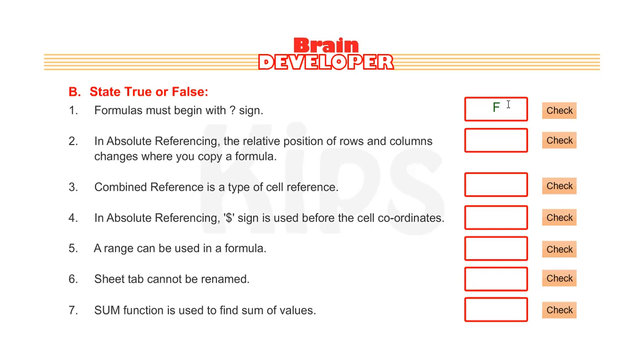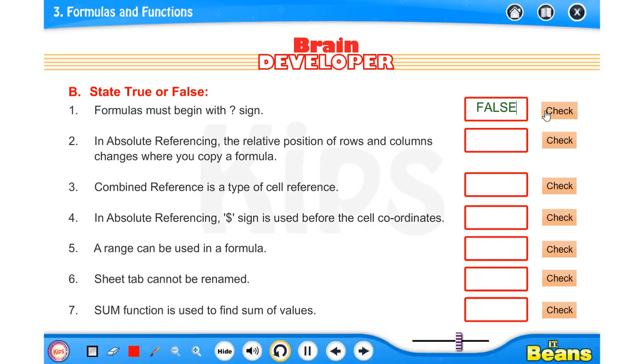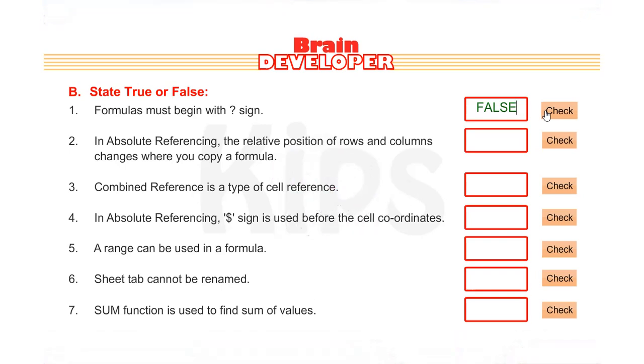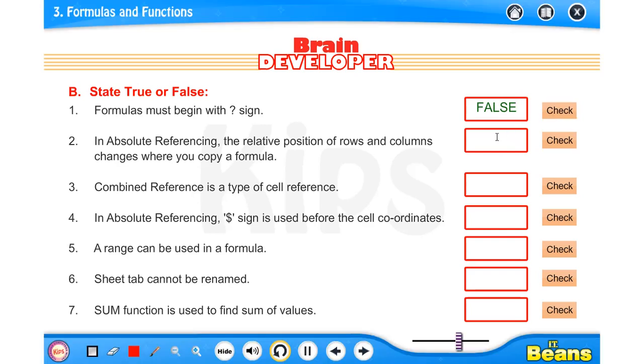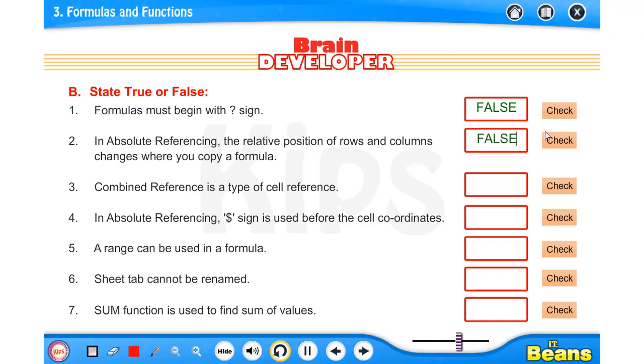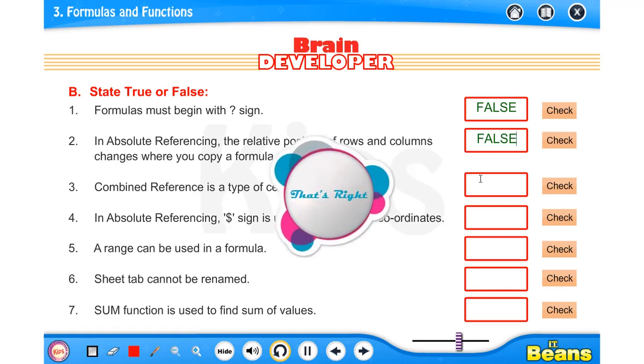Now the second one. Okay, we have to write complete false here, I think. Yes. So the next one is: in absolute referencing, the relative position of rows and columns changes when you copy a formula. Tell me, in relative reference, can we change the relative position of rows and columns when we copy a formula? No, we can't change it. We can change it in relative reference, not in absolute reference. So it will also be false. The second one is also false.